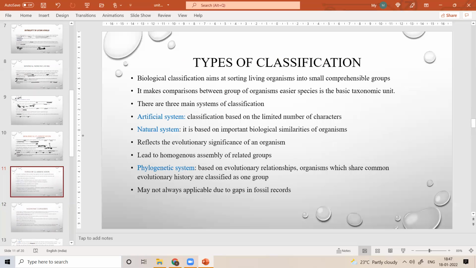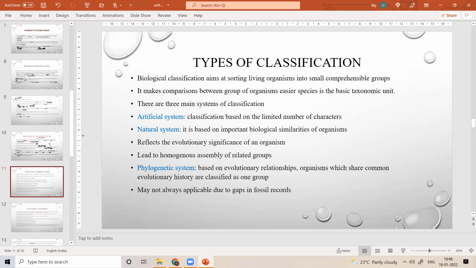So what are the different types of classifications? We learned the criteria for classification and why we need to classify organisms. The criteria mean anatomical features, maybe morphological features, evolutionary features, and ecological things. We consider all these things to classify the living organisms into individual groups.